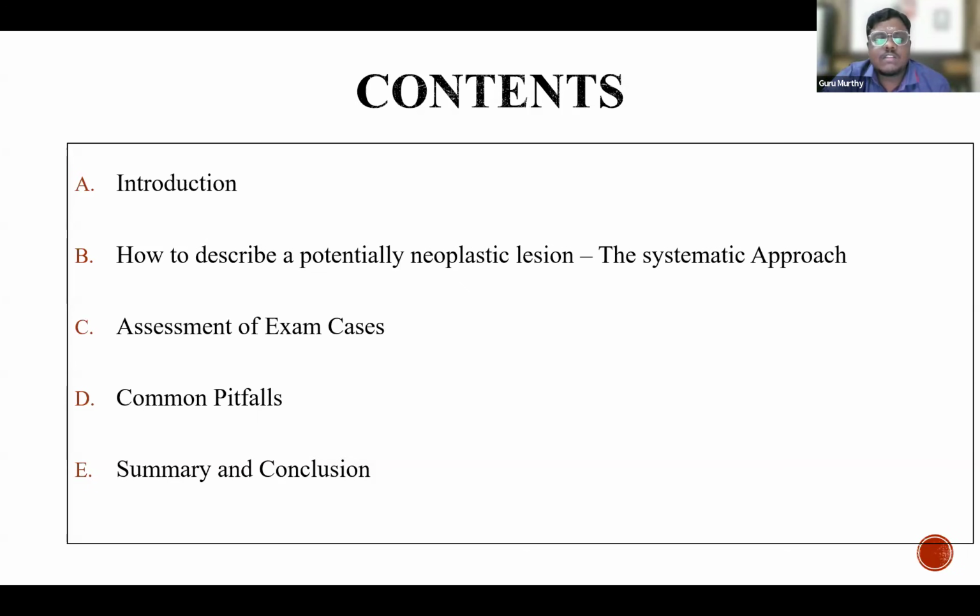Then after the discussion, we'll assess a few exam cases and I'll tell you how to write in your exam, what to say, and what mistakes to avoid. Then we'll discuss a few common pitfalls, like minor errors which we end up making and which on the whole can result in a wrong diagnosis. Overall, we'll try to focus on the basics and make the foundation strong.